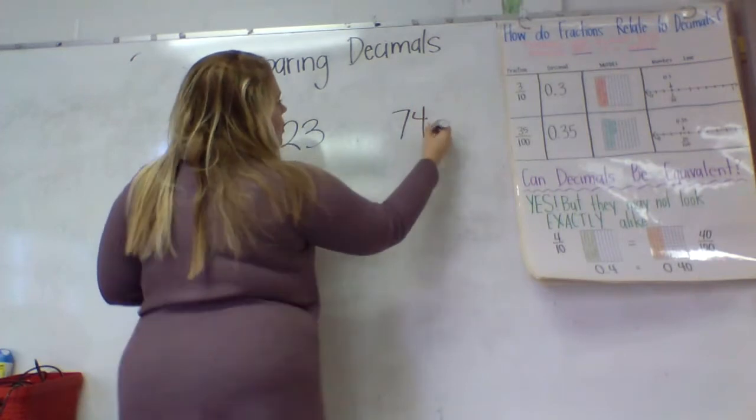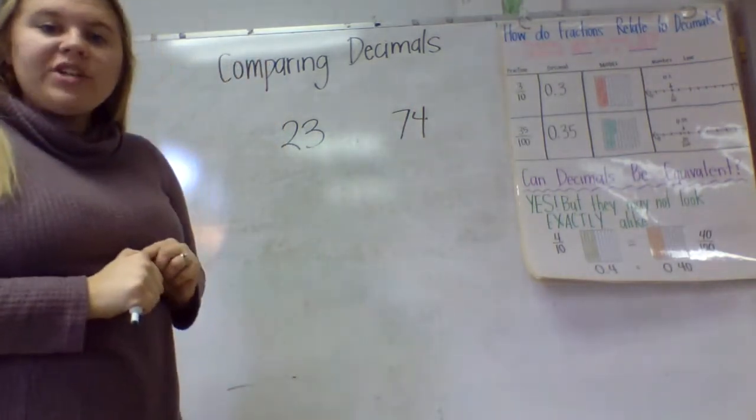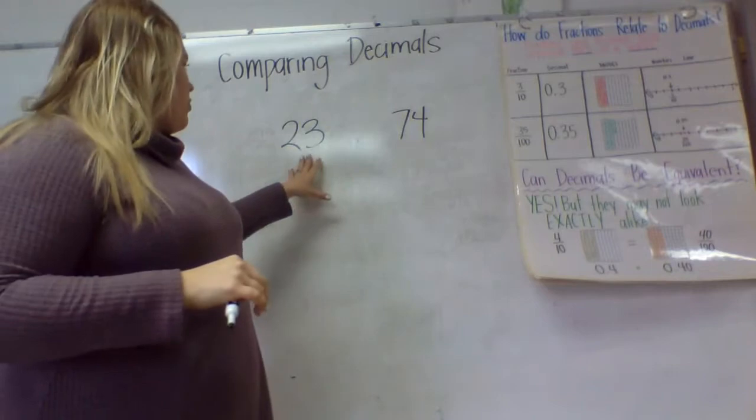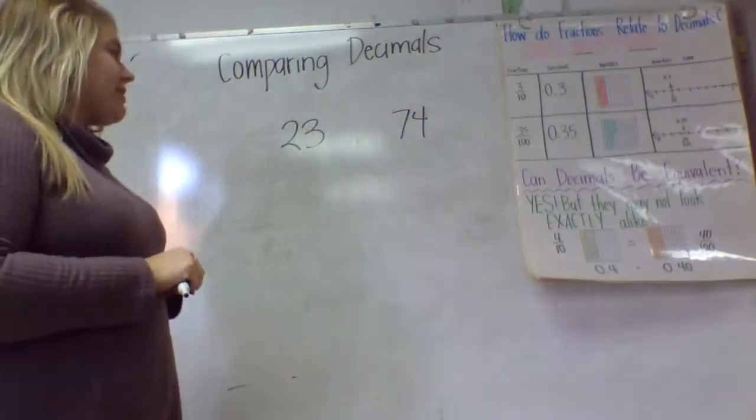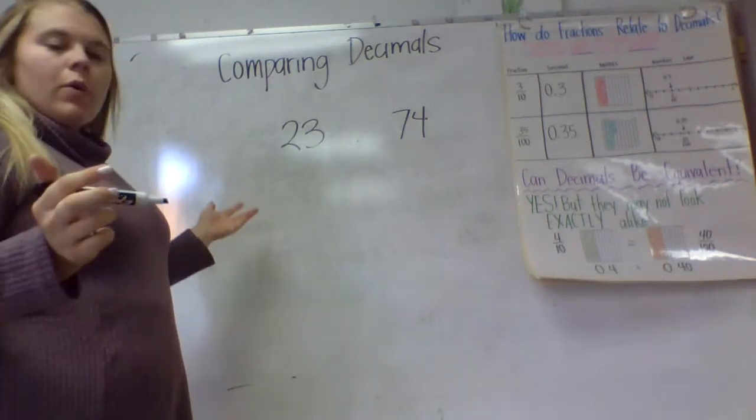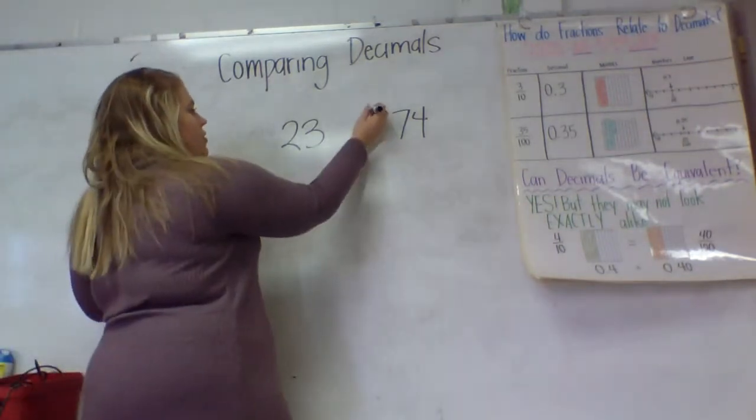23 and 74, when we say compare, we just mean how is 23? Is it the same? Is it bigger than, or is it less than 74? So when we look at this, we know 74 is our bigger number.